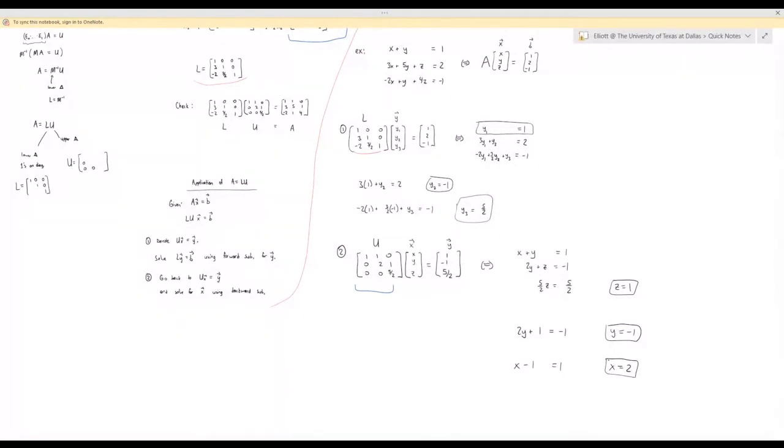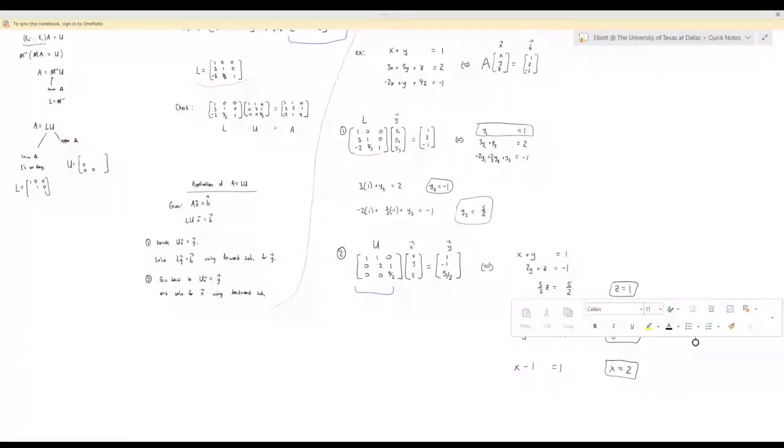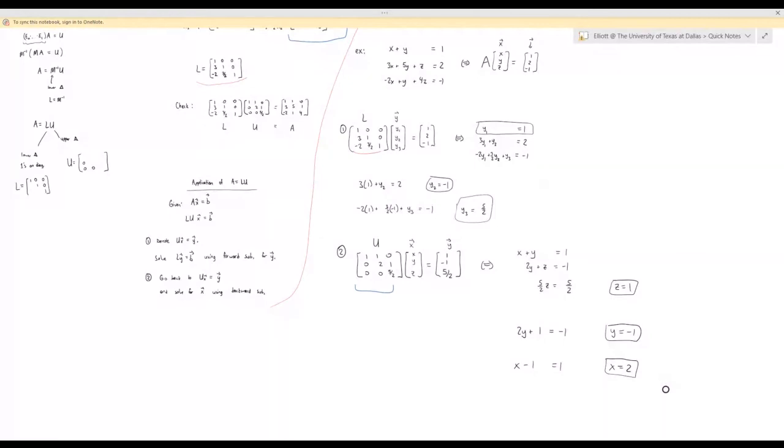So this gives us the solution to the original system of equations. You can check: x is 2, y is -1, so x plus y is 1, and so forth. So that's the idea of solving a system of equations using the LU factorization.